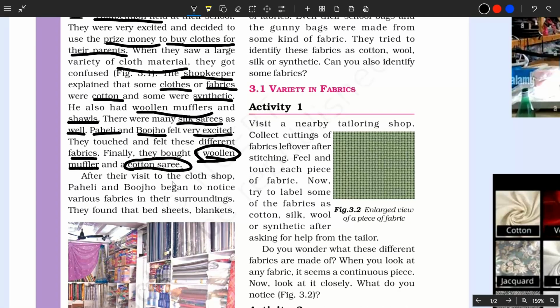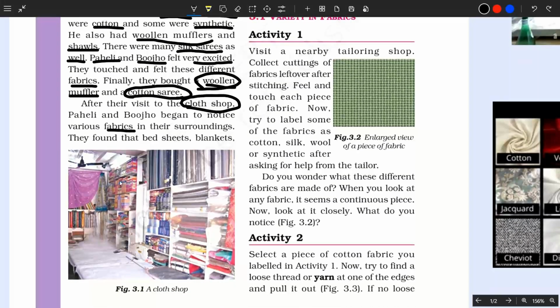After they visited the cloth shop, Fally and Bujo began to notice various fabrics in their surroundings. When they went to the cloth shop, they began to notice and observe some different types of fabrics. Not only when visiting the shop, when you go to shops also, you can observe like this.